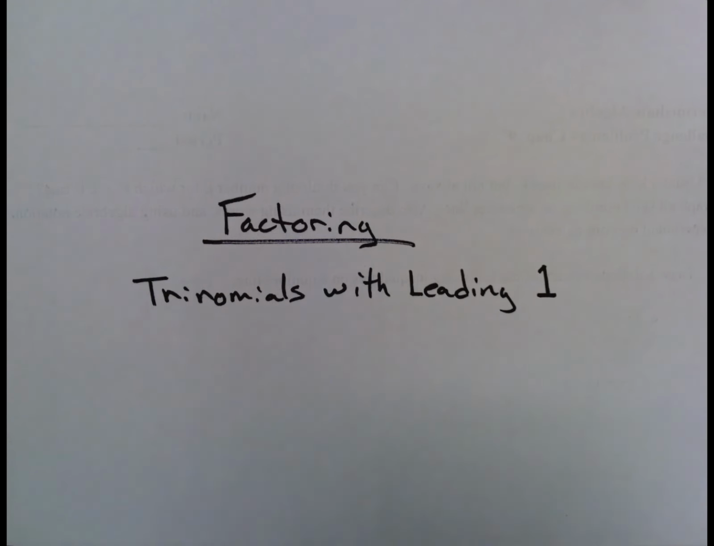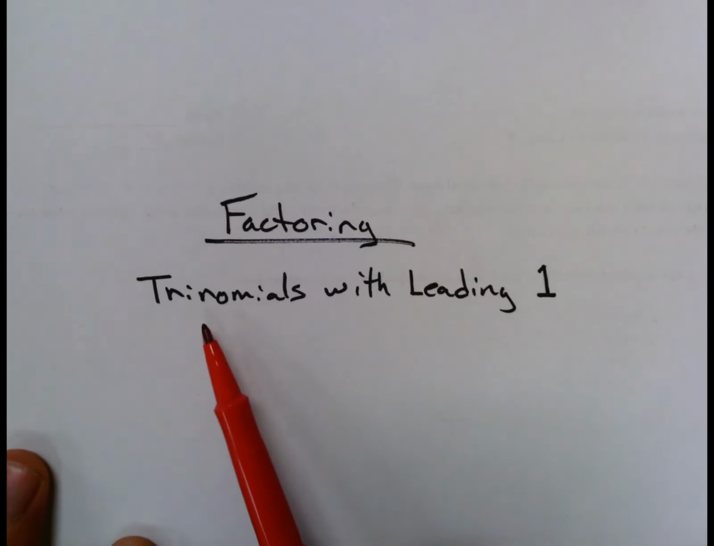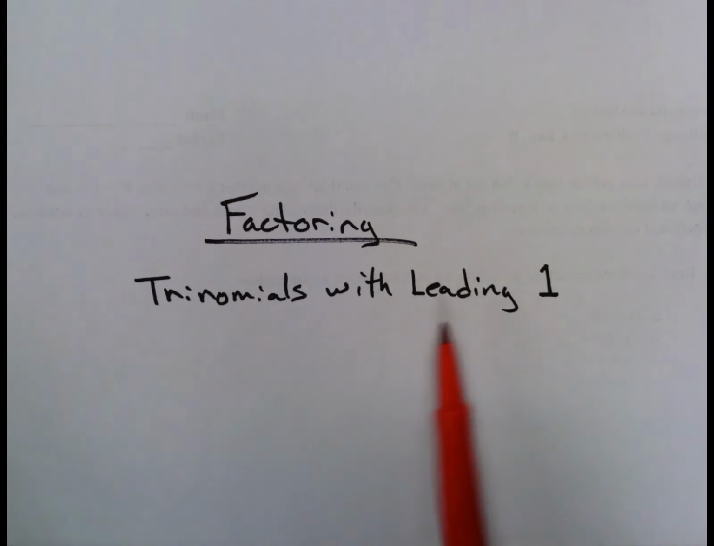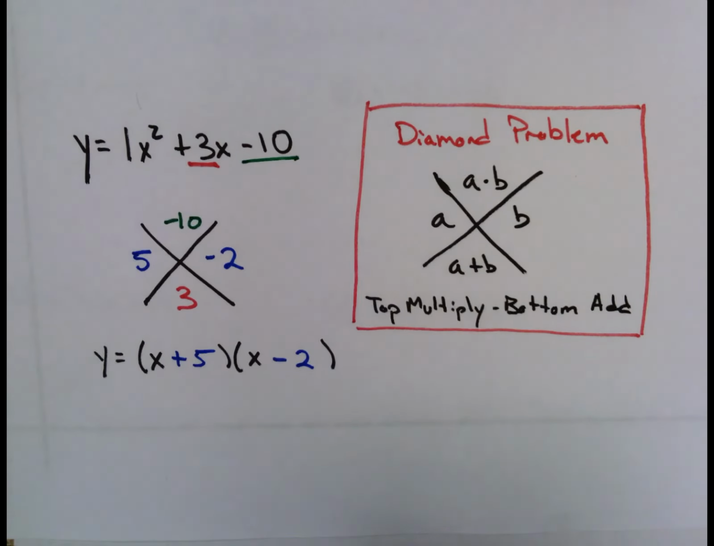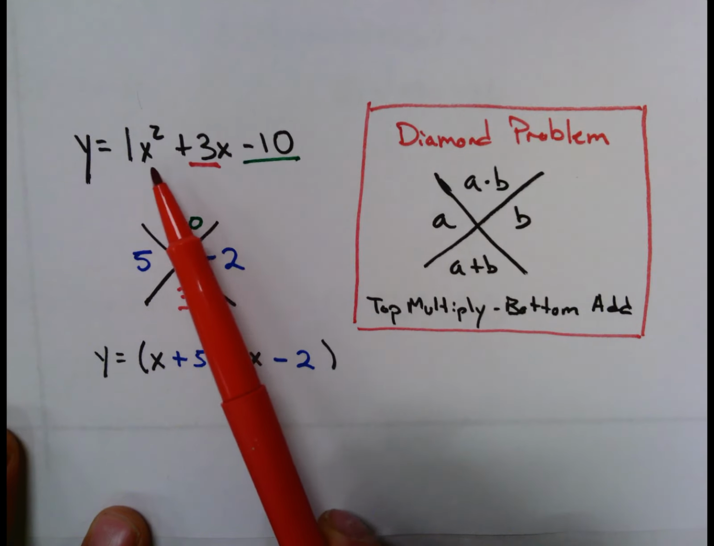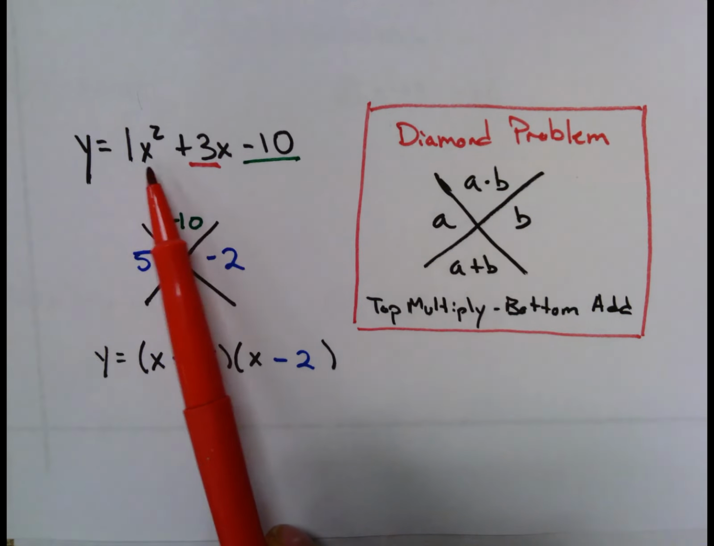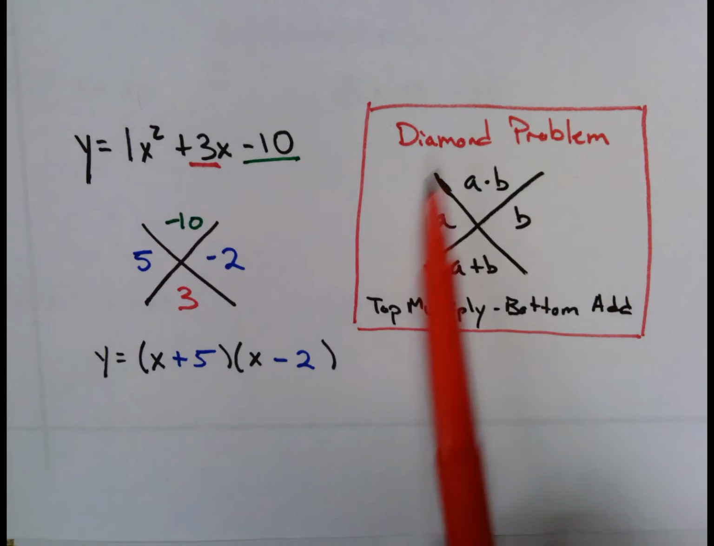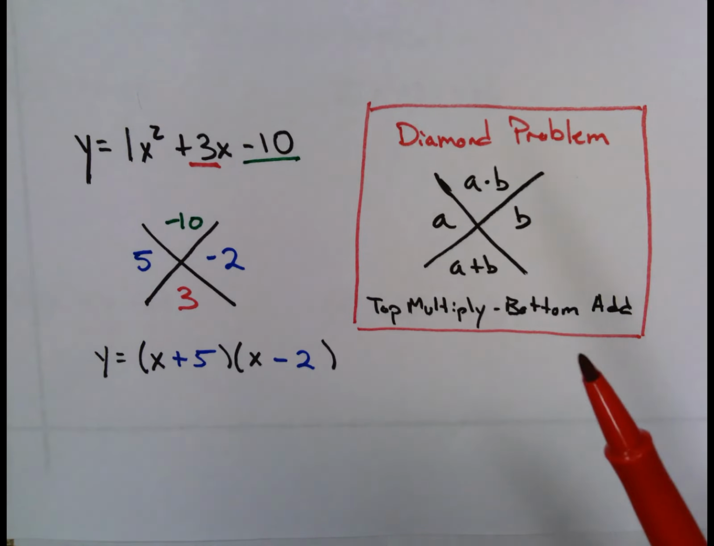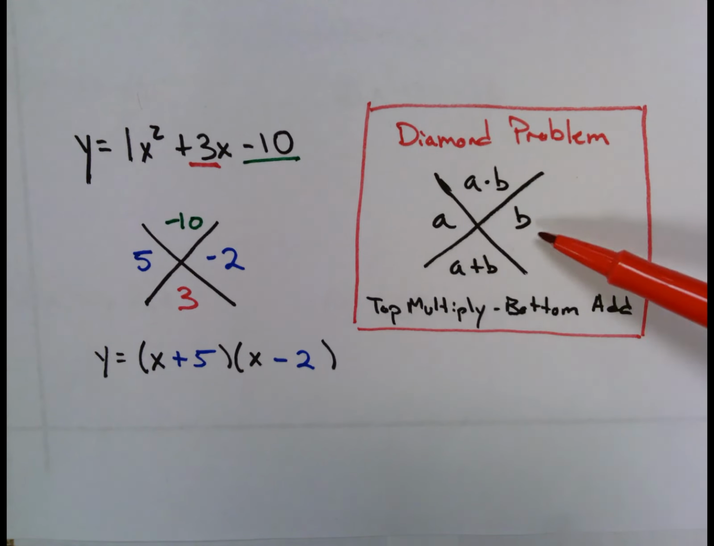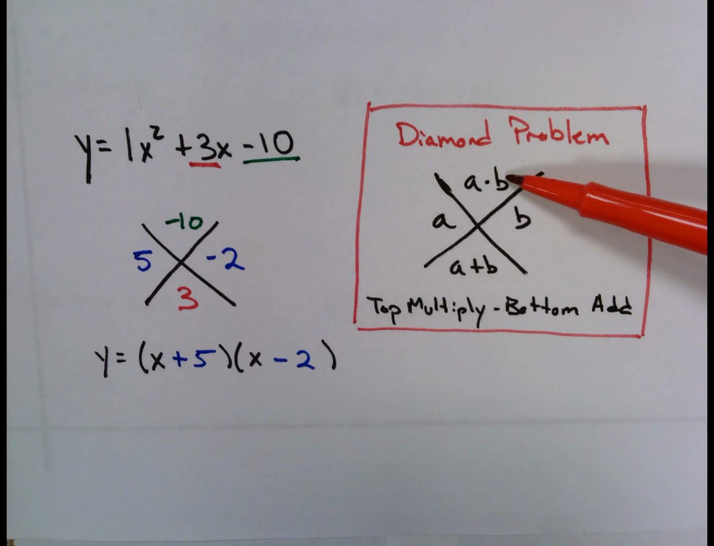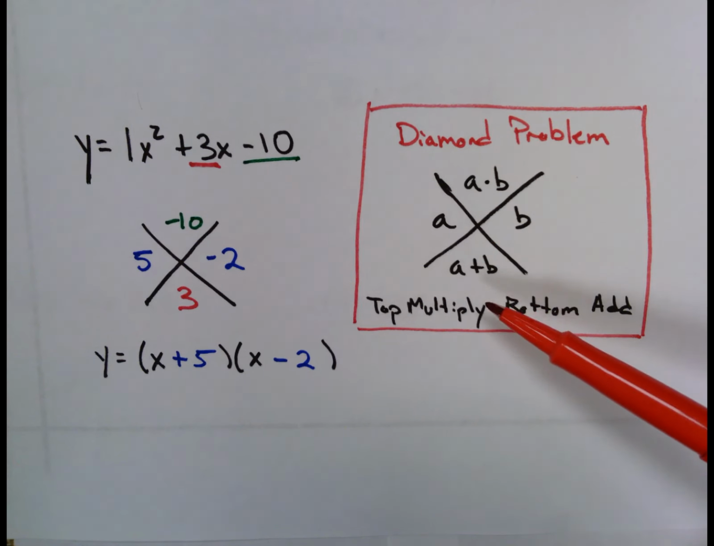In this video, we are going to be focusing on how to factor trinomials with a leading coefficient of 1. So an example is if you have y equals 1x squared plus 3x minus 10. This is our leading coefficient of 1, and if you have that, you can just factor using a diamond problem. A diamond problem is where you have numbers on the left and the right side. You multiply them to get the top number, and you add them to get the bottom number.